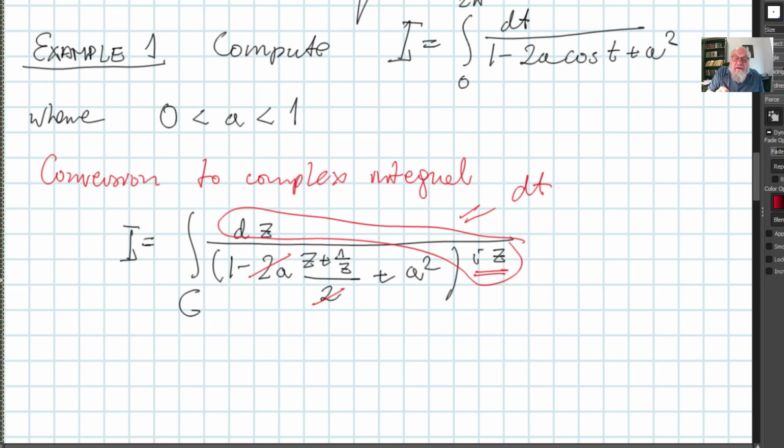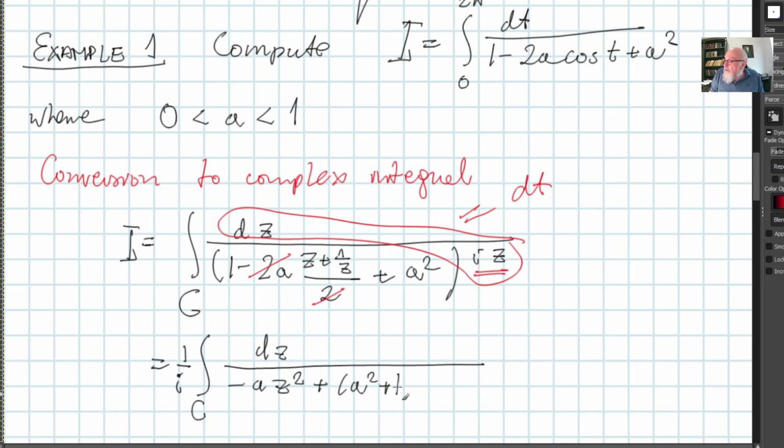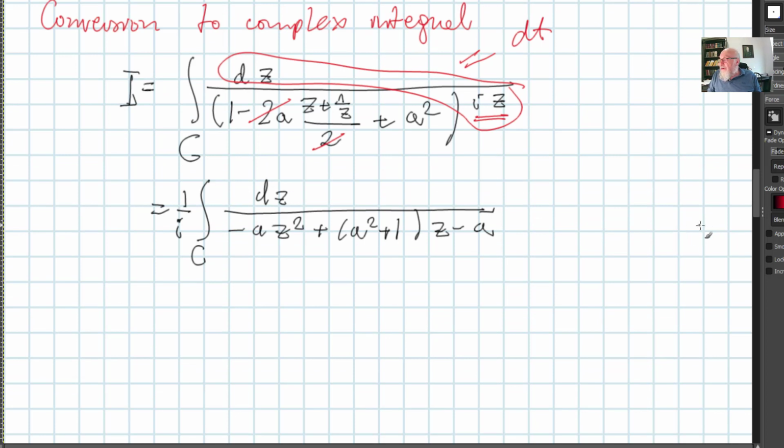So this is the integral over the unit circle, and then we have here dz. I put the 1 over i outside for convenience, and here we are getting minus az squared plus a squared plus 1 times z minus a. This is a quadratic polynomial. It can be factorized relatively easily. You can check it if you want. I will just simply apply this factorization.